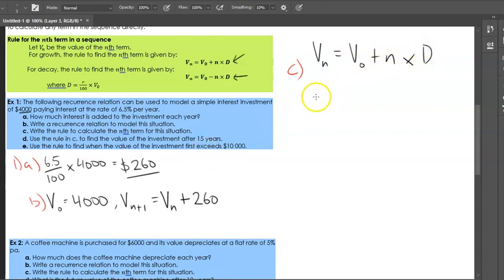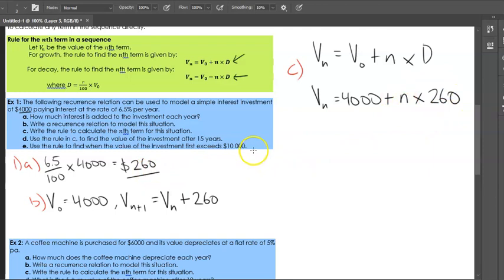Now, we know what our initial amount is, so we can replace V of 0 with 4,000. The n is still going to stay the same because we're just using this as a rule. So we'll keep it as n. And we're going to times this by the common difference, which in this case is 260.